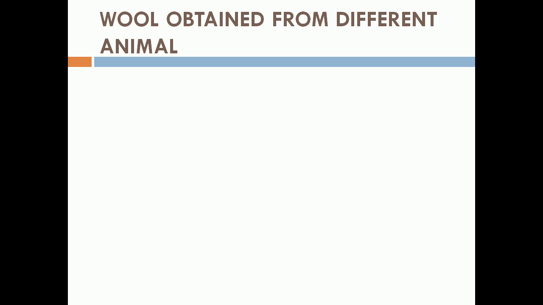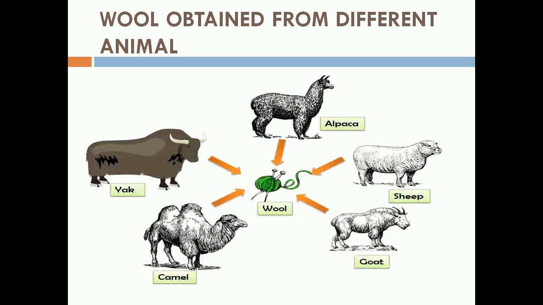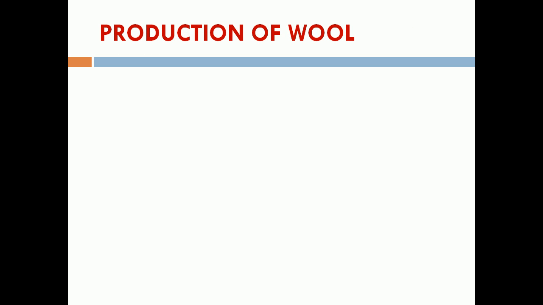Wool can be obtained from different animals, such as camel, goat, sheep, alpaca and yak. Today we are moving to the production of wool. So how is wool produced in the factories or industries? The steps involved in the production of wool are 5. Let us see them one by one.